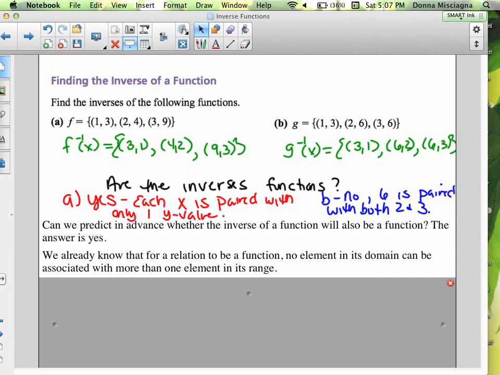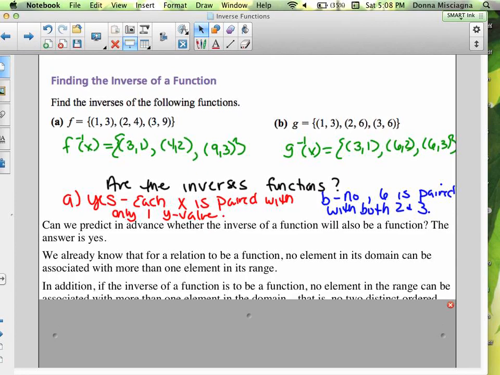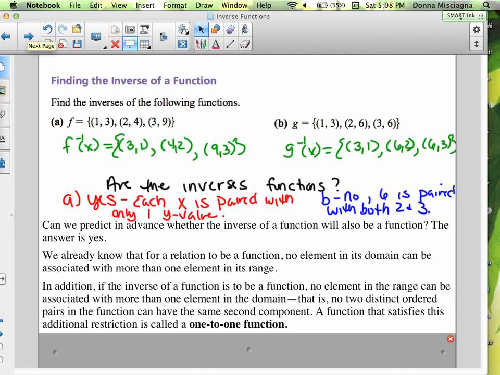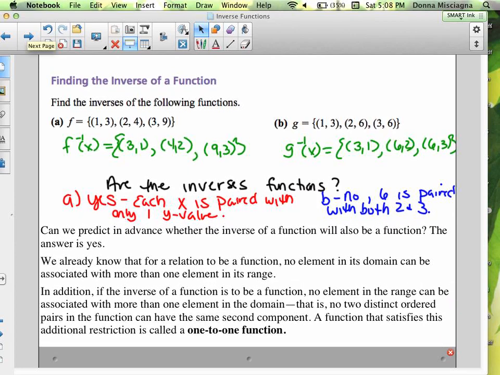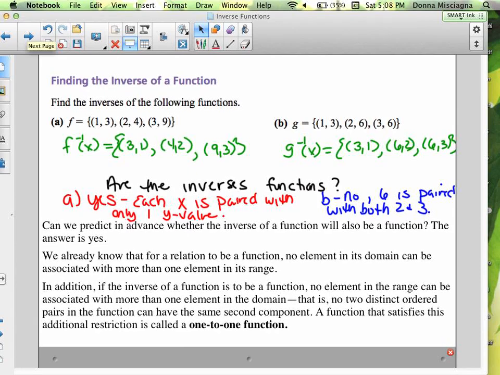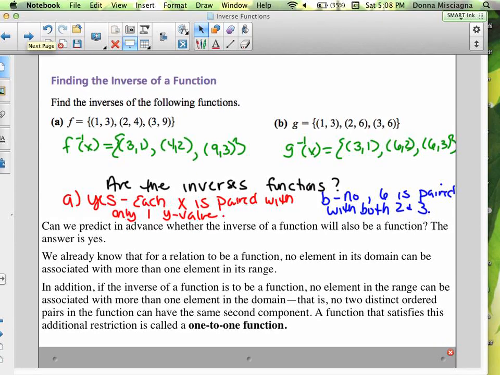If we look at the y values for G, we have 3, 6, and 6. If you see 2 of the same y values, 2 of the same values in the range, then you know there's no way the inverse is going to be a function. Right? Because when you flip it to make the inverse, you're going to have the same x paired with more than one y.